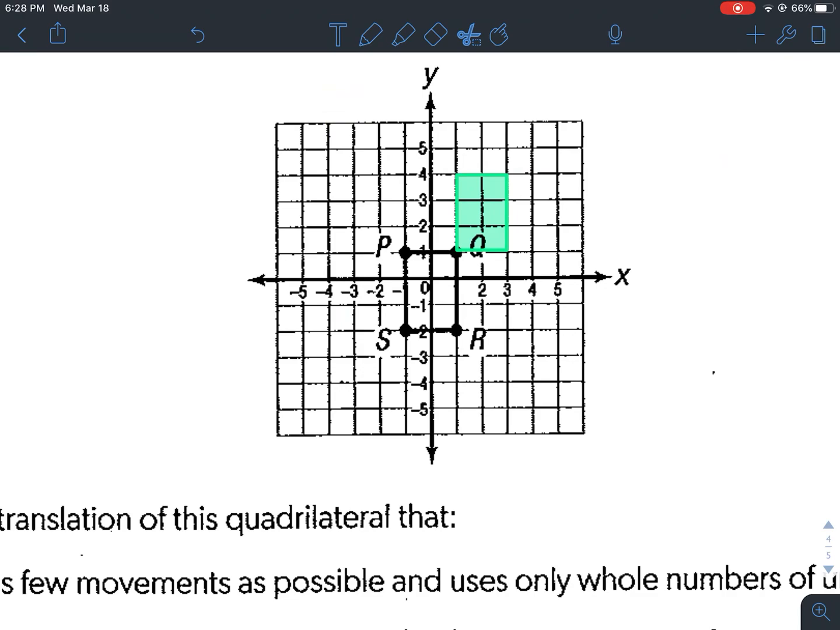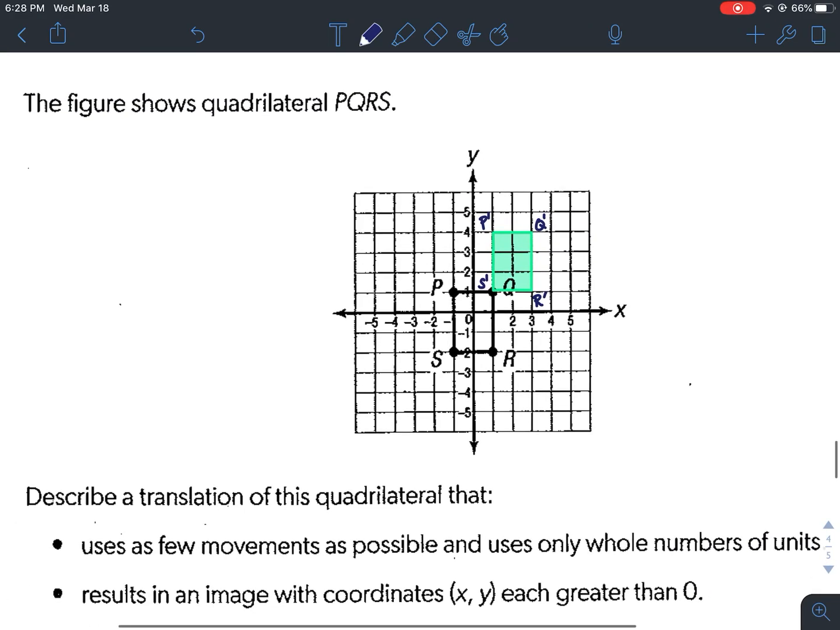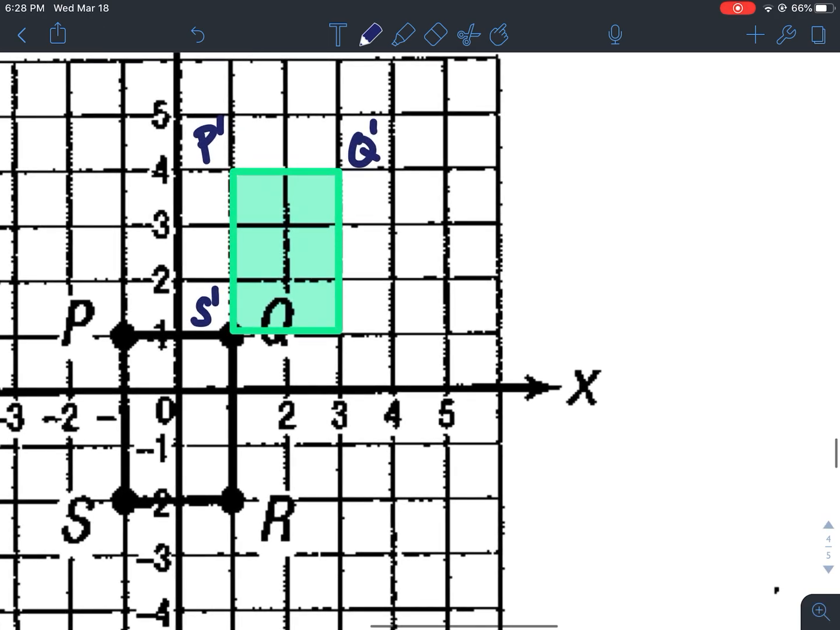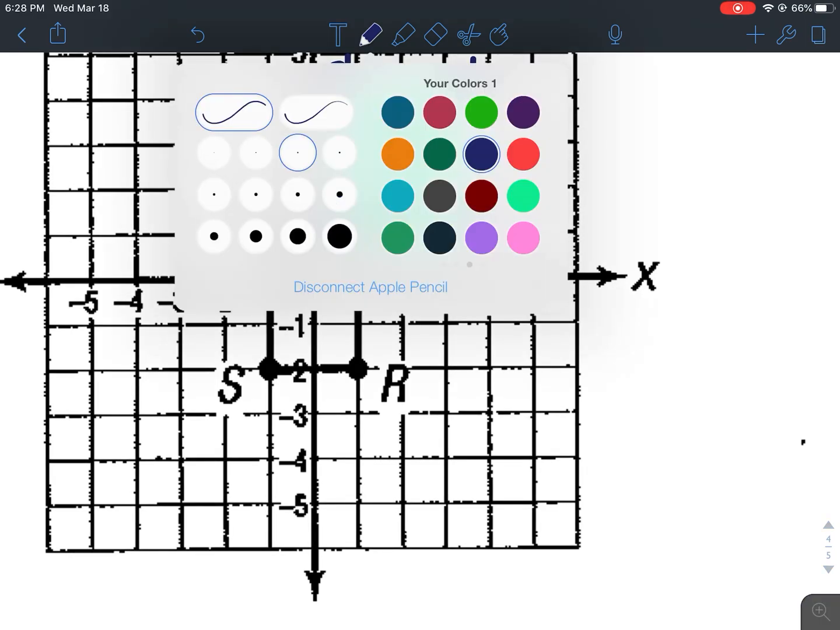So that is where PQRS will be translated to find P prime, Q prime, R prime, and S prime. So let's go ahead and label this. S went from there to there, P went from there to there, and so forth. So this corner would be S prime, P prime, Q prime, and R prime. Okay, now let's use R and R prime. I'm going to rewrite it so it's out of the way a little bit. I'm going to move it over here. How about this? Good.